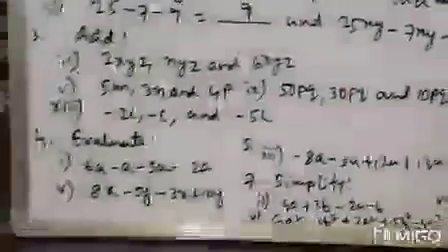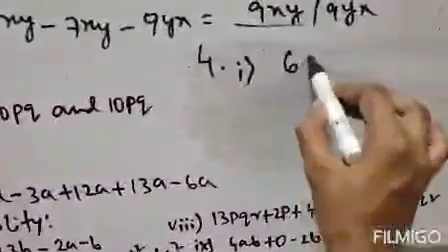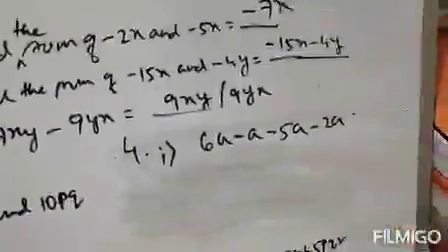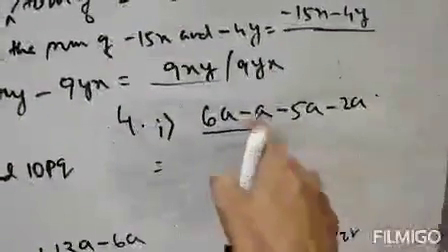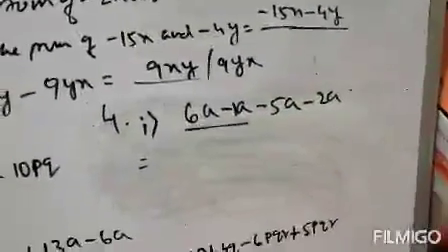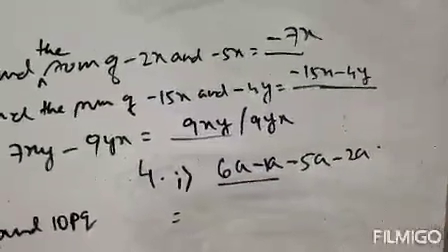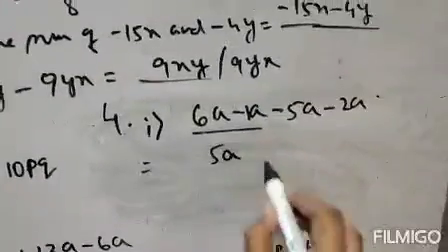Clear? Next, question number 3 complete. Moving to question 4. First question: 6a minus a minus 5a minus 2a. Now take two terms first. Here the coefficient of a is not given, so consider it as 1. Both are like terms, so we can easily subtract. So 6 minus 1 is 5, and the variable is a.